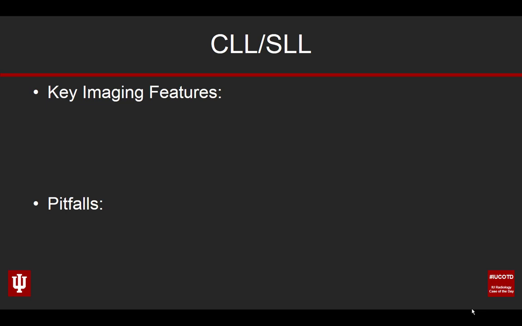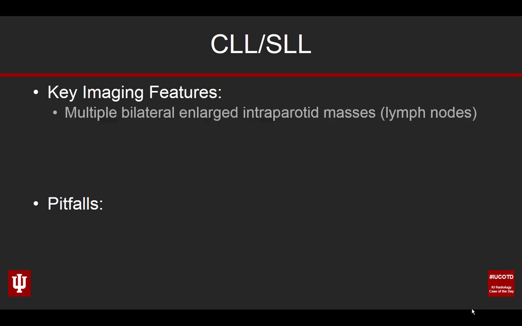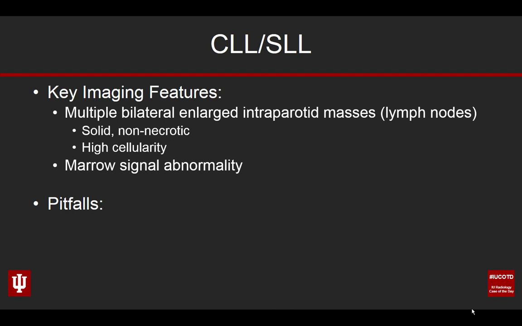All right, let's wrap this up. Again, this is a patient with CLL or SLL, the chronic lymphocytic leukemia or the small lymphocytic lymphoma, however you want to word it. But they have multiple bilateral enlarged intraparotid masses. Those represent solid, non-necrotic, mildly enlarged lymph nodes. And they are high cellularity with the reduced diffusivity. They also have marrow signal abnormality with that high cellularity marrow replacement, something we do not expect to see in an older patient who should have fatty marrow.